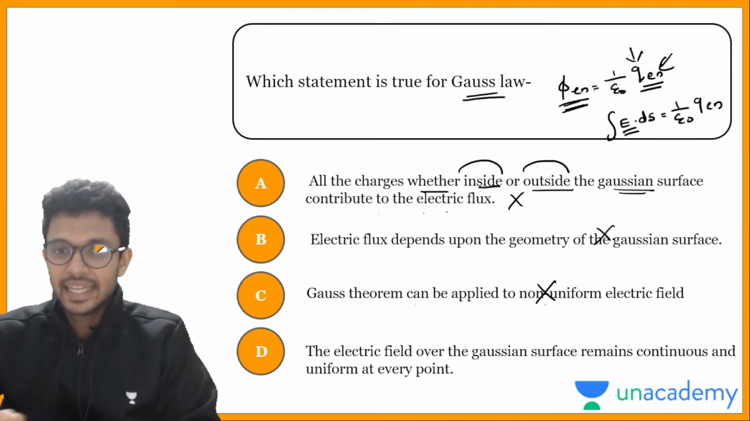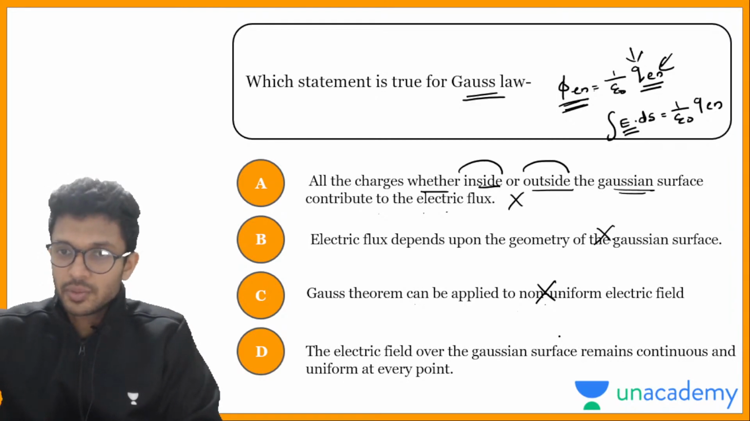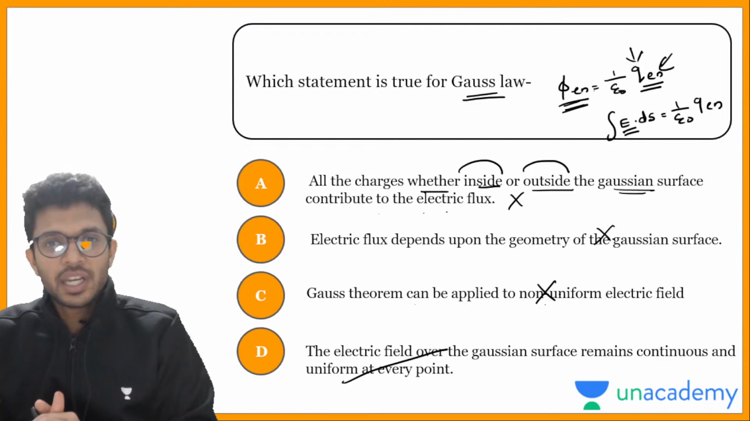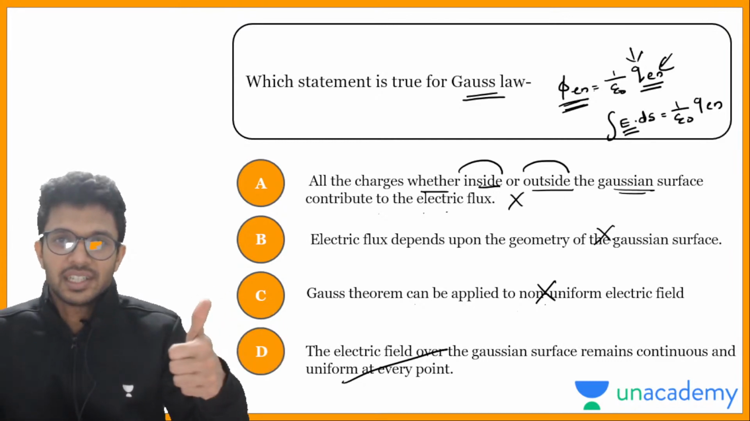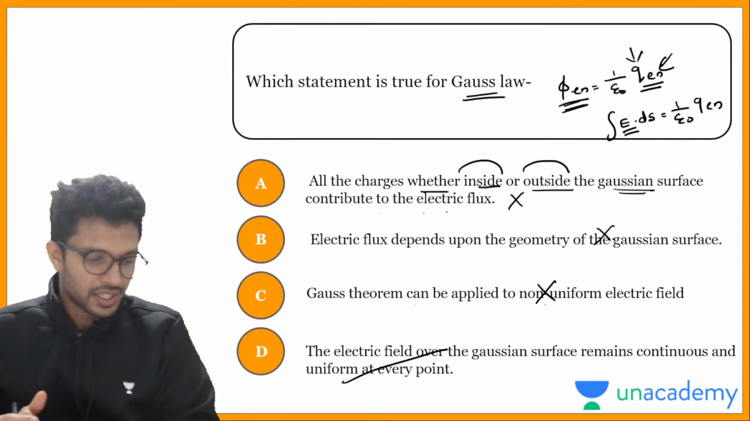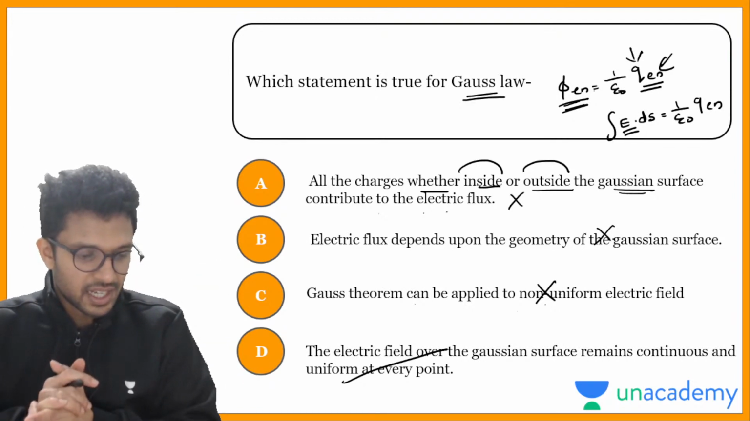Okay. Then going for option D. The electric field over a Gaussian surface remains continuous and uniform. Just now I have told you it has to be uniform. So that is our correct statement. So for this particular question, option D with a smiling face. Very good. Okay. Done, done, done.